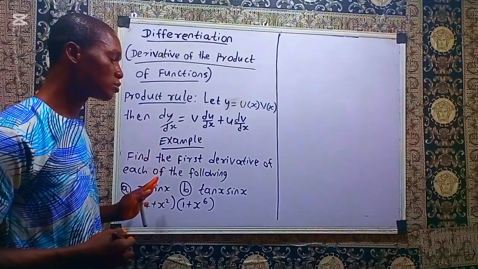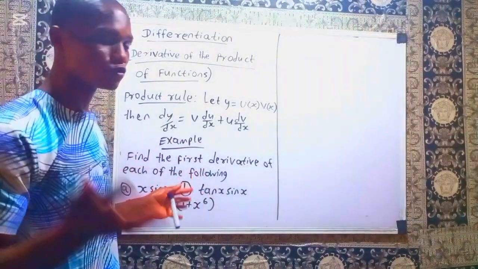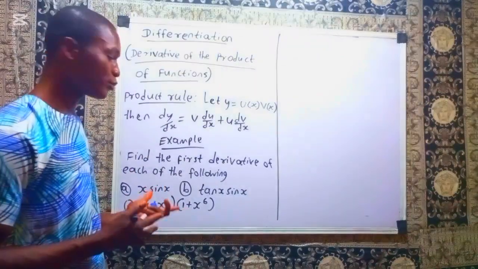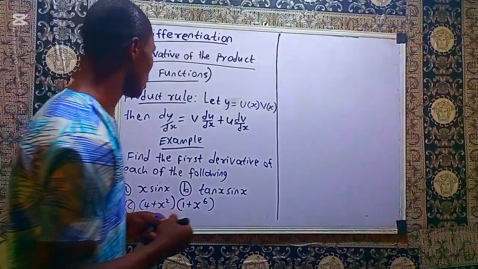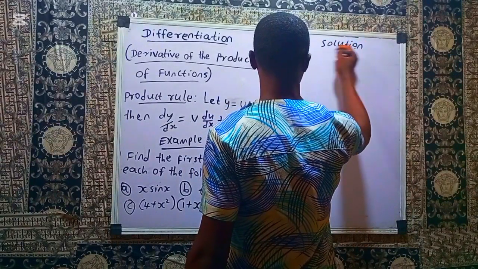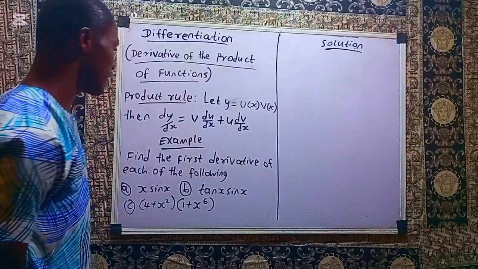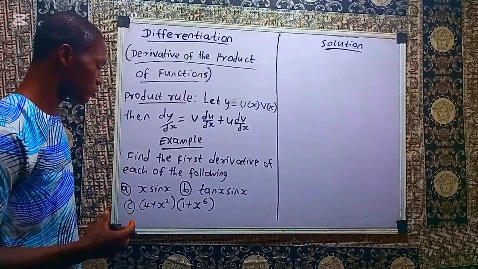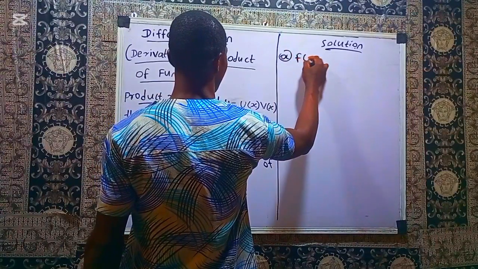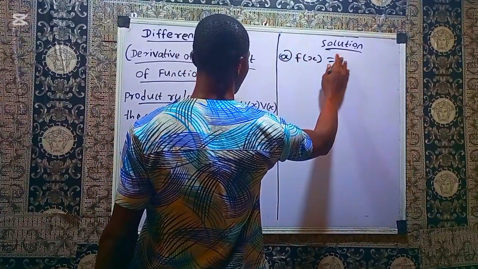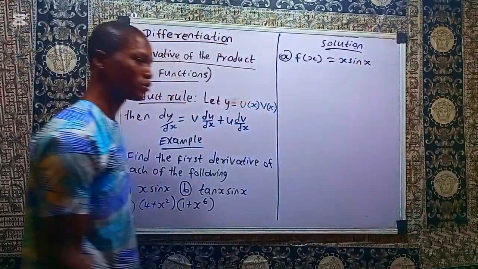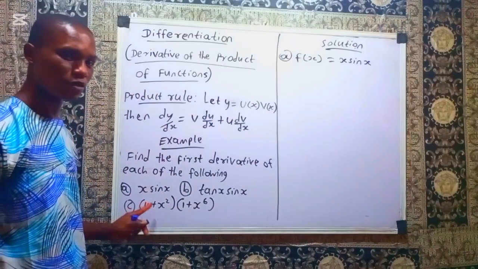So we want to know how to find the derivative of two or more functions using these examples presented on the board here. For the first question, they told us to find the first derivative of those functions written down. The first function we are going to look at is given by f of x is equal to x sine of x. So this is a function given to us. Of course, this is a function of x. That's why I call it f of x.